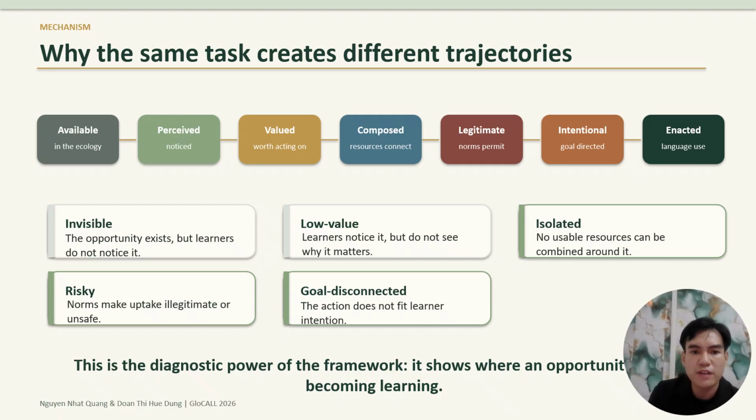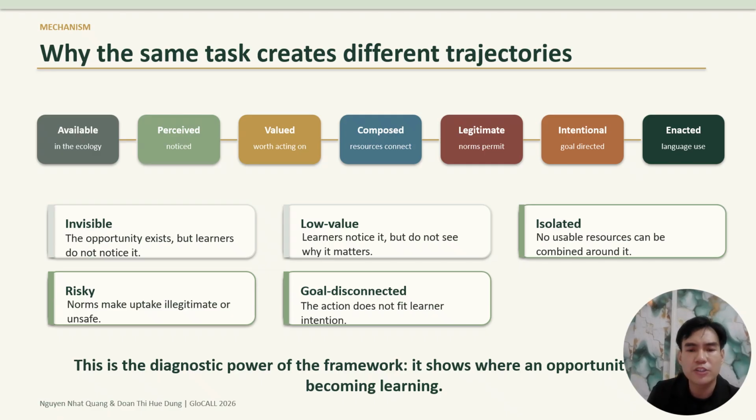And also, even if they can value the affordance, they may feel isolated. They may want to act, but they cannot combine the opportunity with usable resources and usable communities around them. It may also be risky. The classroom norms make action embarrassing or illegal or not very legitimate. It may be legitimate, but it's also goal disconnected. The students are allowed to act, but the action does not connect with who they are trying to become.